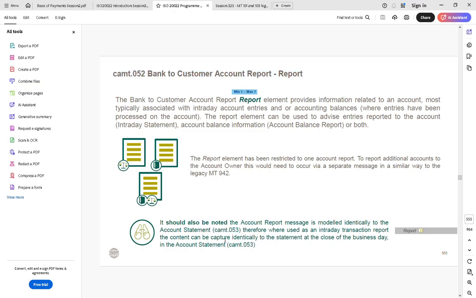Therefore, where used as an intraday transaction report, the content can be captured identical to the statement at the close of the business day in the account statement. So it can be used in CAMT.053 also, the same data as per their mention here, in the report section.